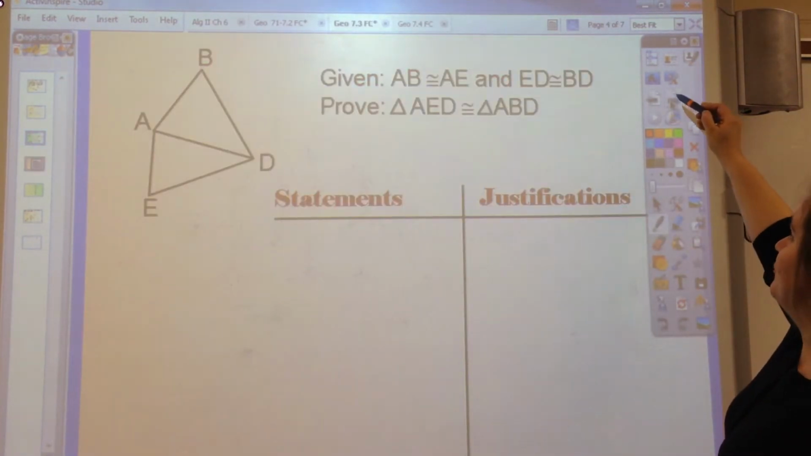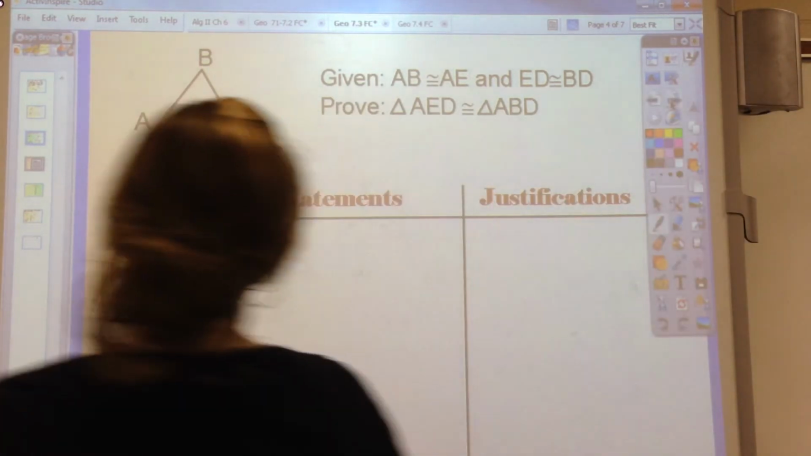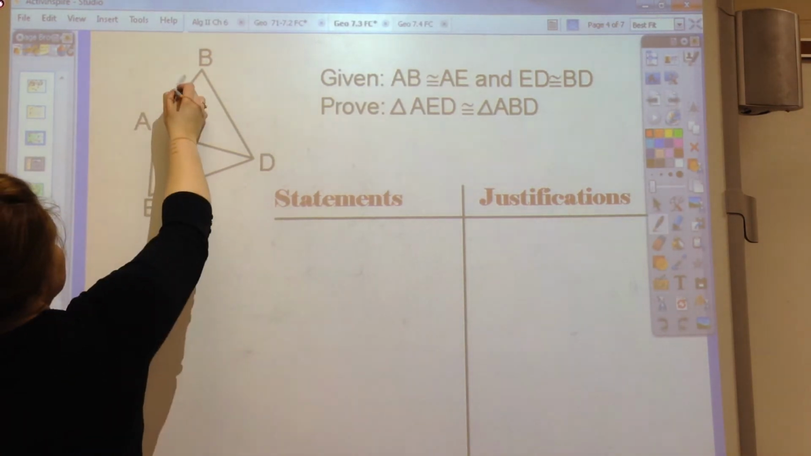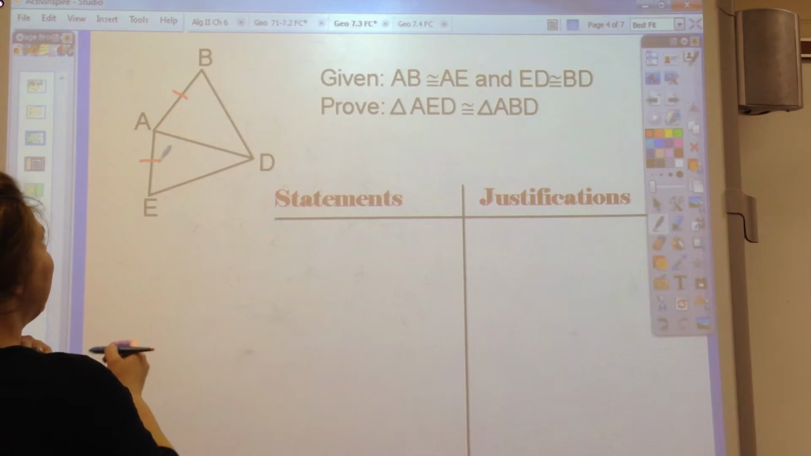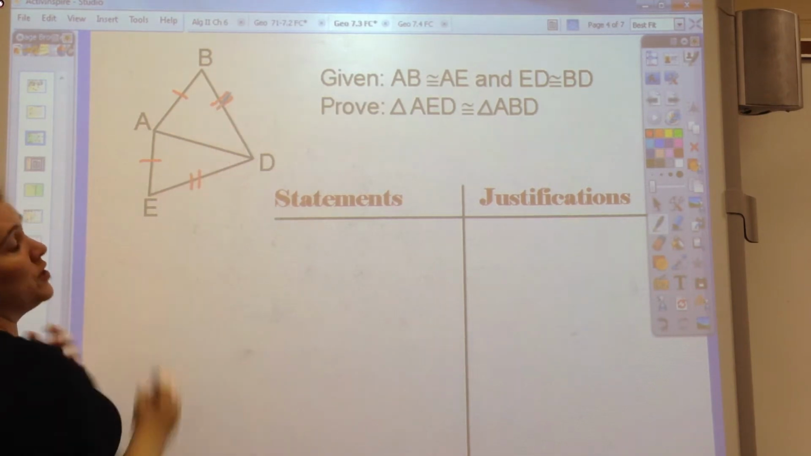All right, let's try another one. If I am given that AB is congruent to AE and DE is congruent to BD, I want to show that these two triangles are congruent to each other. First of all, I'm going to draw in my congruency markings. If AB is congruent to AE and ED is congruent to BD, I'm going to draw in those symbols.